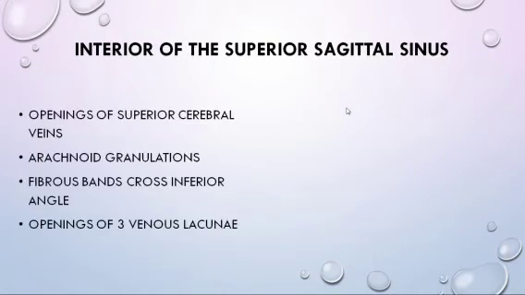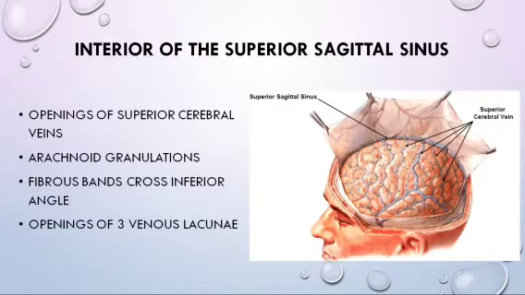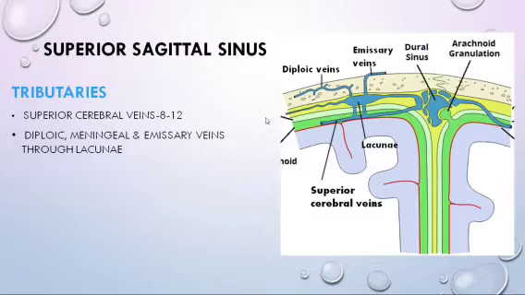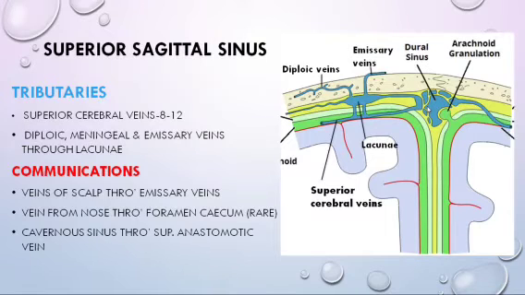Now we'll go on to the superior cerebral veins, which you can see; this is yesterday's picture only. What are the tributaries of the superior sagittal sinus? There are 8 to 12 superior cerebral veins, and other than these, diploic veins, meningeal veins, and emissary veins through the lacunae drain into the superior sagittal sinus. So what are the communications of the superior sagittal sinus?